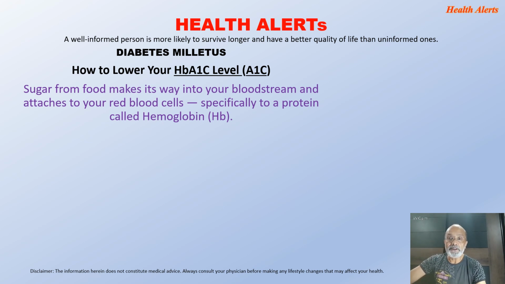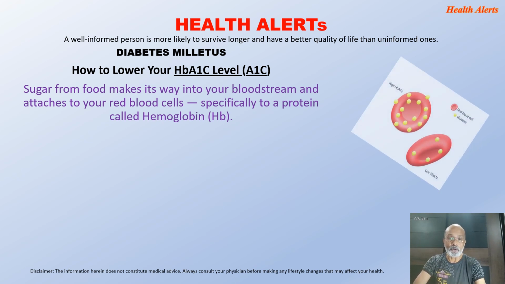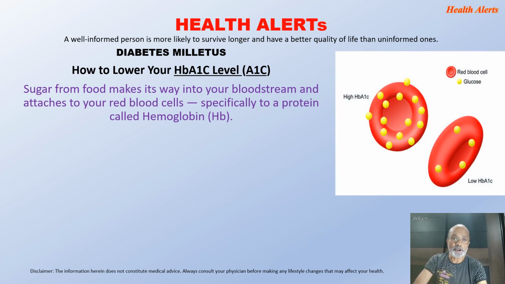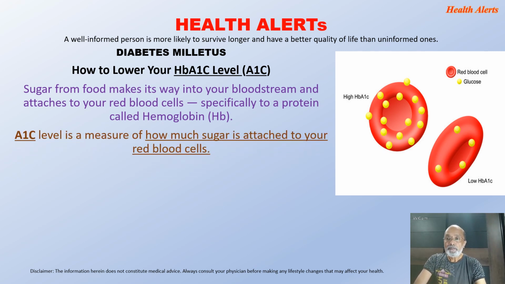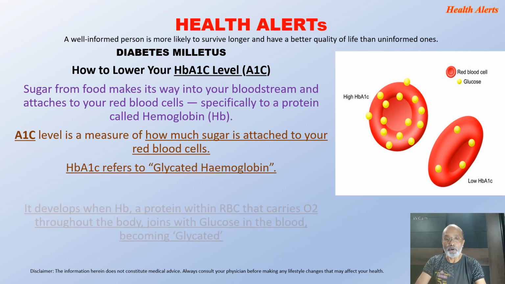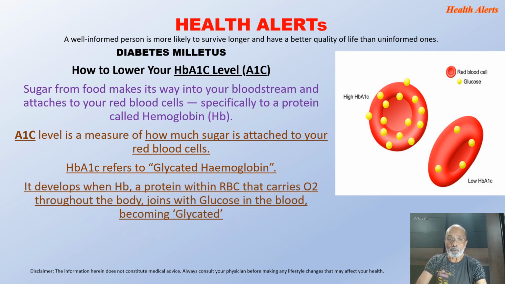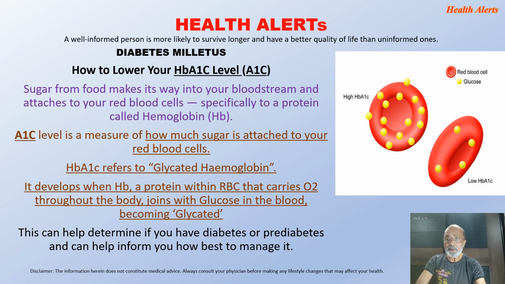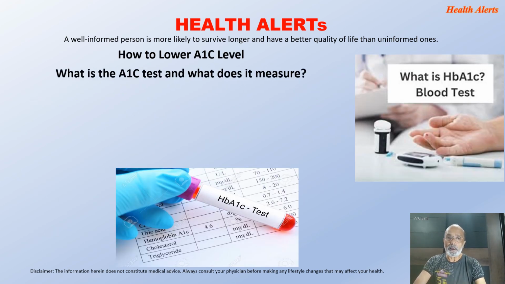Sugar from food makes its way into your bloodstream and attaches to your red blood cells, significantly to a protein called hemoglobin, Hb. Now this is the pictorial representation of how it happens. A1C level is a measure of how much sugar is attached to your red blood cells. HbA1c refers to glycated hemoglobin. It develops when hemoglobin, a protein within red blood cells that carries oxygen throughout the body, joins with glucose in the blood, becoming glycated. This can help determine if you have diabetes or prediabetes and can help inform you how best to manage it. How to lower A1C level?